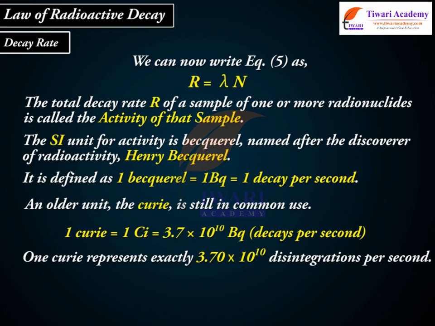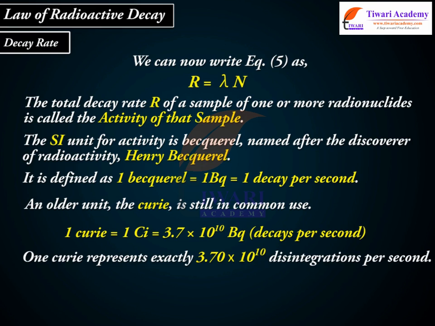Lambda T half is equal to log 2 base e. T half is equal to log 2 upon lambda is equal to 0.693 upon lambda.